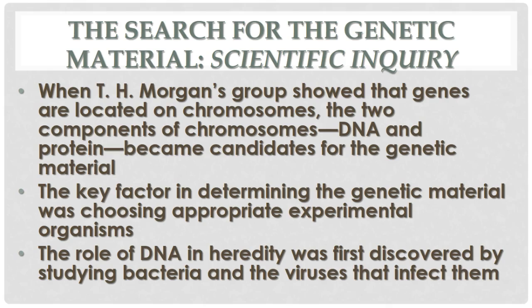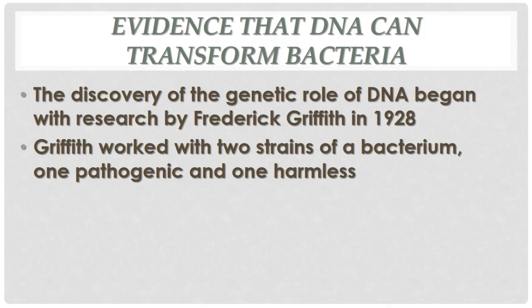Thomas Hunt Morgan and his group had shown that the genes, the heritable units, were located on chromosomes, but chromosomes were made of, as they knew by that point, DNA and histones or other kinds of proteins. And so they didn't really know which part of the chromosome was responsible for the inherited units. So they had to figure out animals they could use to study with and so forth. And so first they used bacteria and viruses to study a lot of this.